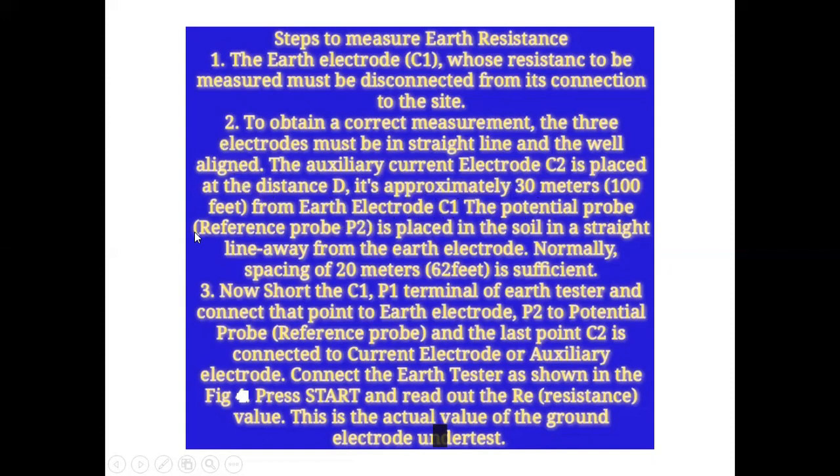The potential probe, the reference probe P2, is placed in the soil in a straight line away from the earth electrode. Normally, a spacing of 20 meters, that is 62 to 63 feet, is sufficient. Now, short the C1 and P1 terminals of the earth tester and connect that point to the earth electrode, P2 to the potential probe, and the last point C2 is connected to the current electrode or auxiliary electrode. Connect the earth tester as shown in the figure.